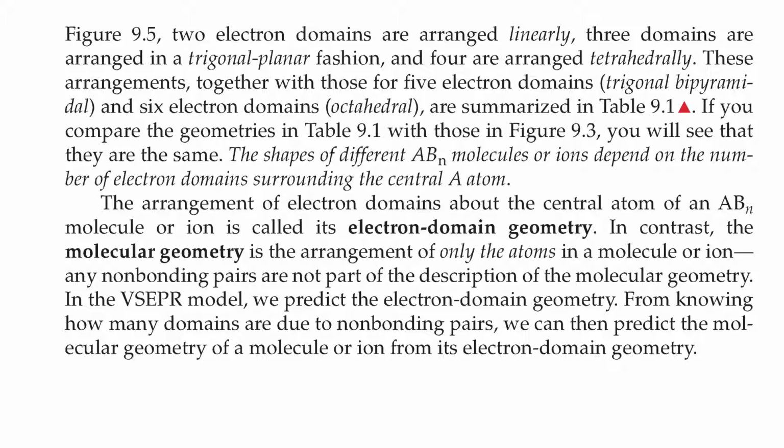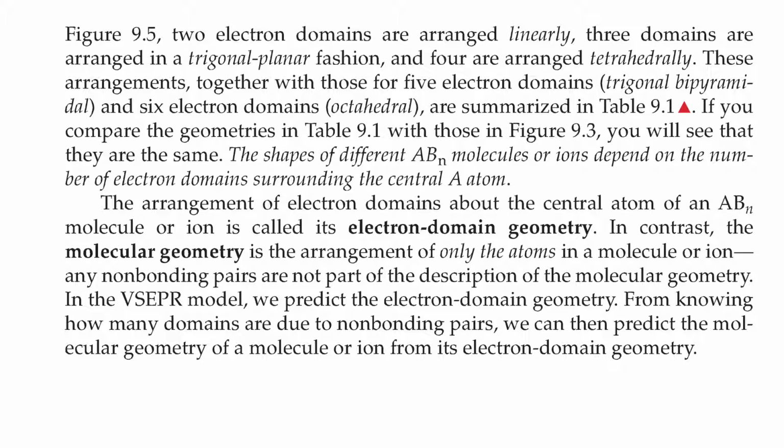These arrangements, together with those of 5 electron domains, trigonal bipyramidal, and 6 electron domains, octahedral, are summarized in Table 9.1. If you compare the geometries of Table 9.1 with those in Figure 9.3, you will see that they are the same. The shapes of different ABn molecules or ions depend on the number of electron domains surrounding the central A atom. The arrangement of electron domains about the central atom of an ABn molecule or ion is called its electron domain geometry. In contrast, the molecular geometry is the arrangement of only the atoms in a molecule or ion. Any non-bonding pairs are not part of the description of the molecular geometry.